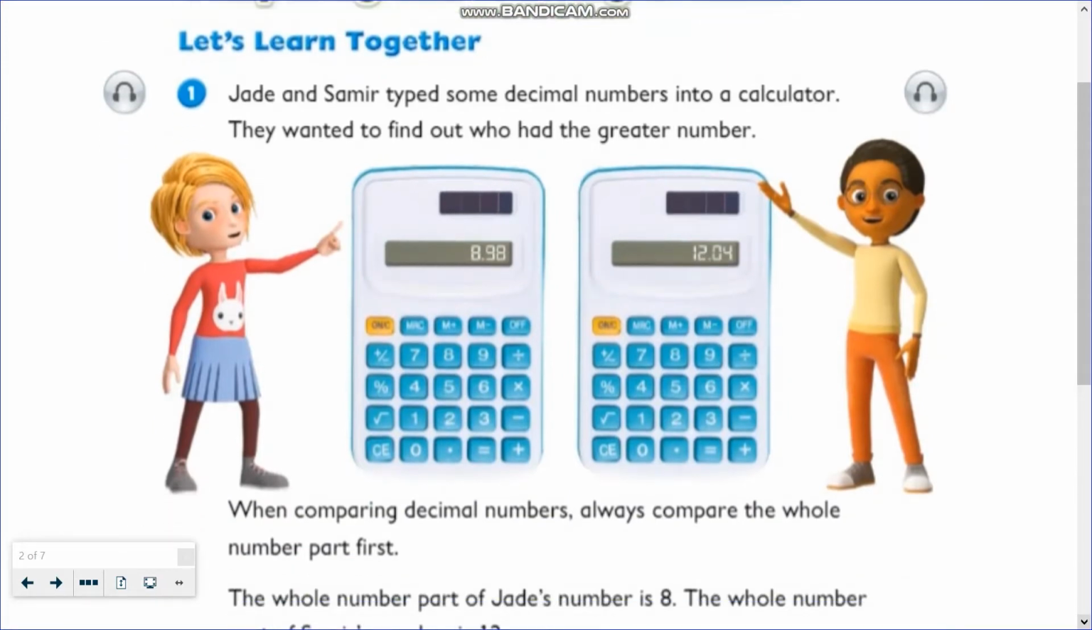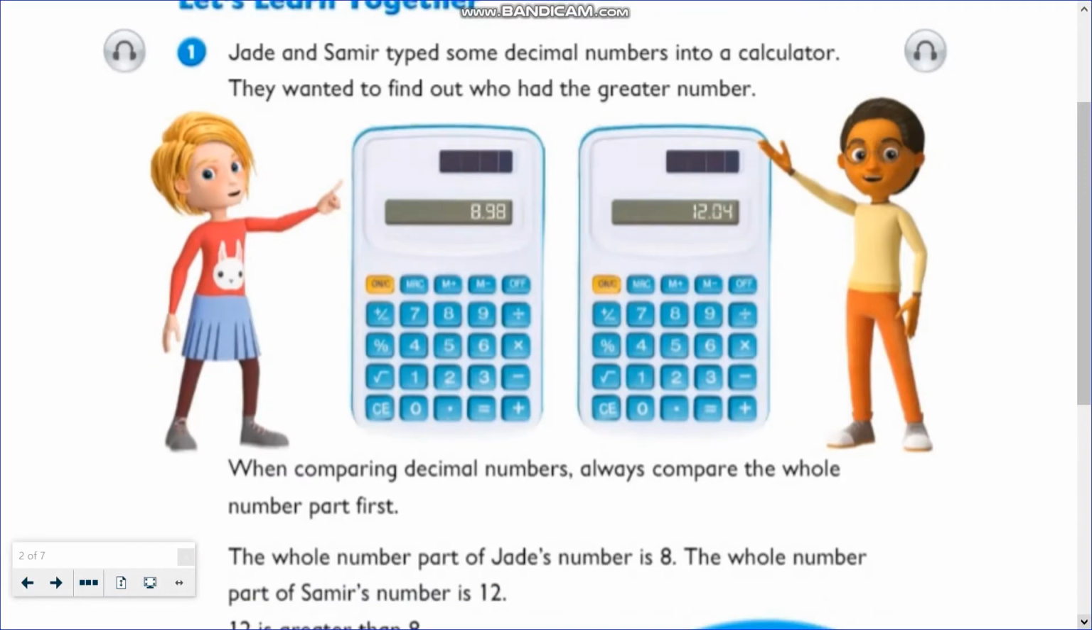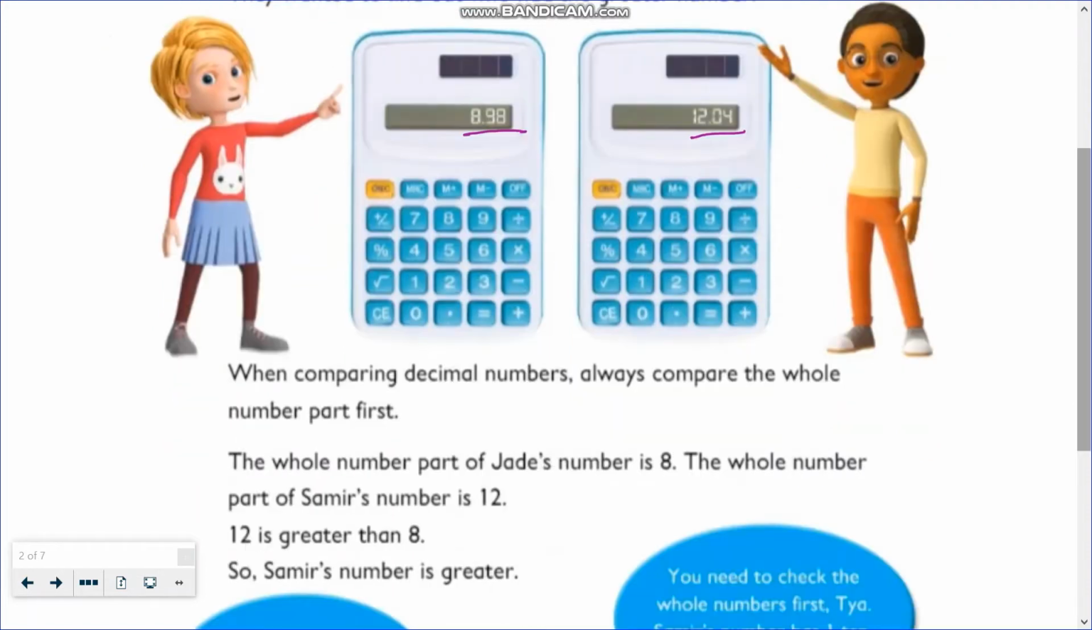When comparing decimal numbers, always compare the whole number part first. The whole number part of Jade's number is 8. As you can see, Jade's number is 8 and 98 hundredths, or 8.98. The whole number part of Samir's number is 12. Samir's number is 12 and 4 hundredths, or 12.04. 12 is greater than 8, so Samir's number is greater than Jade's number.